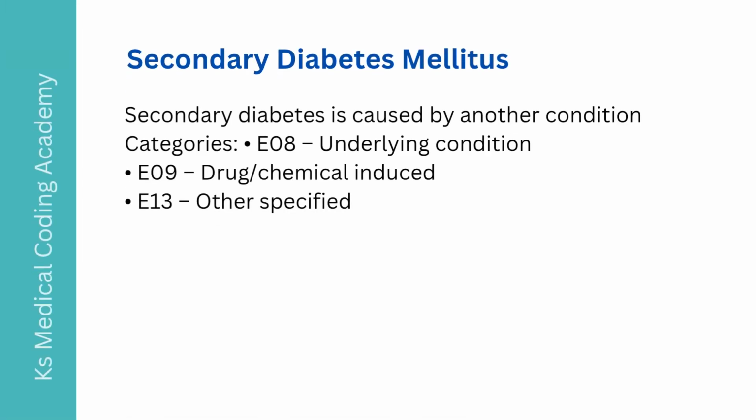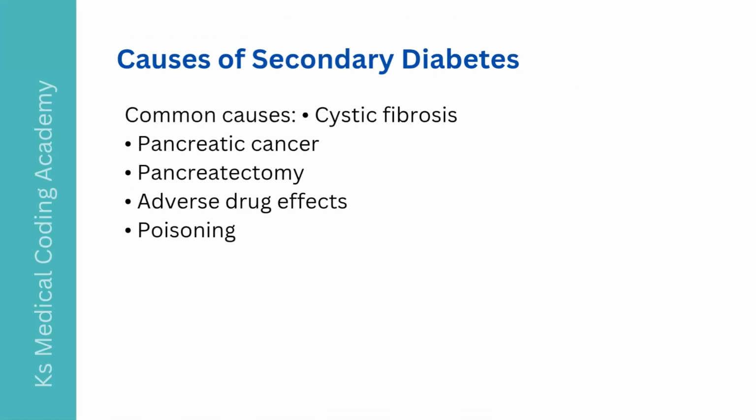Secondary diabetes mellitus. Secondary diabetes is always caused by another condition. It is coded using categories E08, E09, or E13. Examples include pancreatic disease, medications, or surgery. Causes of secondary diabetes. Common causes include cystic fibrosis, pancreatic cancer, pancreatectomy, drug adverse effects, and poisoning.